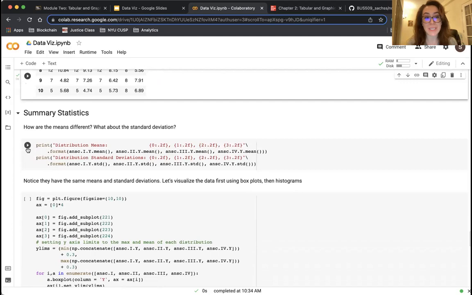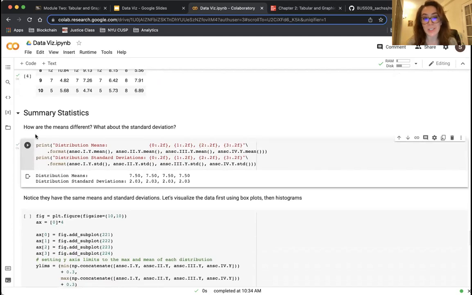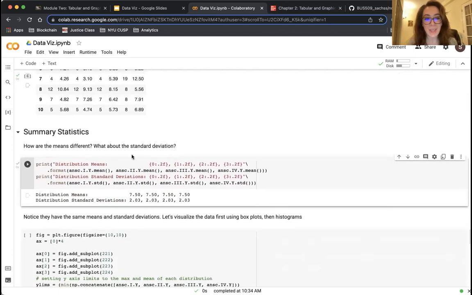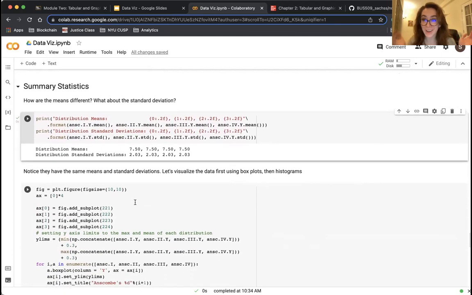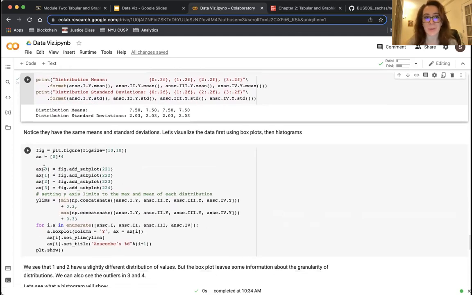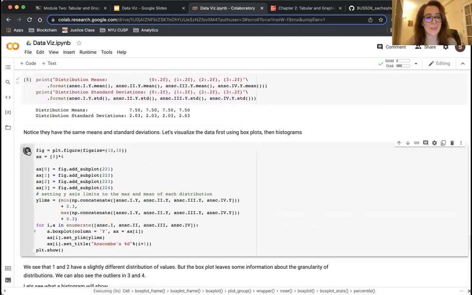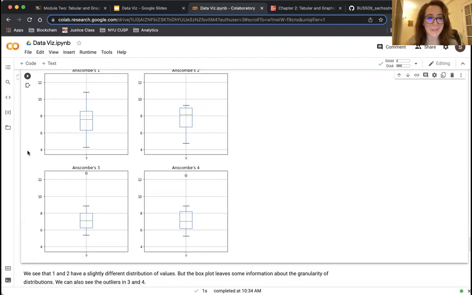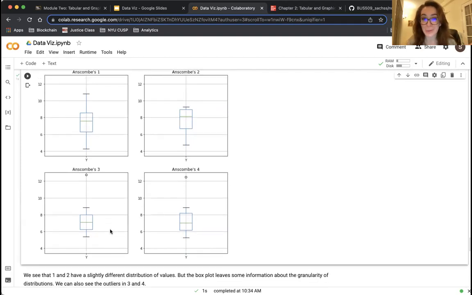So let's just read what is the mean and standard deviation of all these different groups. And as I mentioned before, they all have the same exact mean, the same exact standard deviation. So you might say, these are all just very similar data sets. But let's visualize them first using box plots and then histograms. And later in this lecture, we'll talk a little bit more about these things. But for now, I just wanted to show you why we would use it.